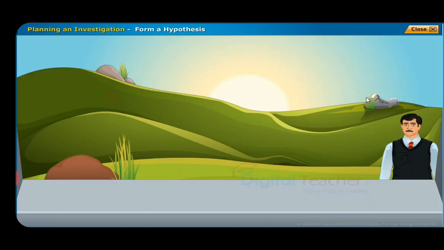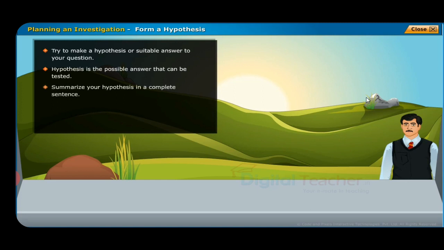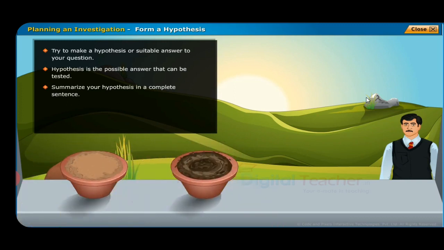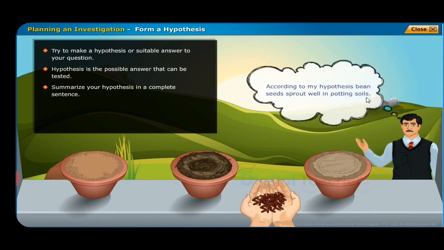Form a hypothesis. Try to make a hypothesis or suitable answer to your question. Hypothesis is the possible answer that can be tested. Summarize your hypothesis in a complete sentence. According to my hypothesis, bean seeds sprout well in potting soils.